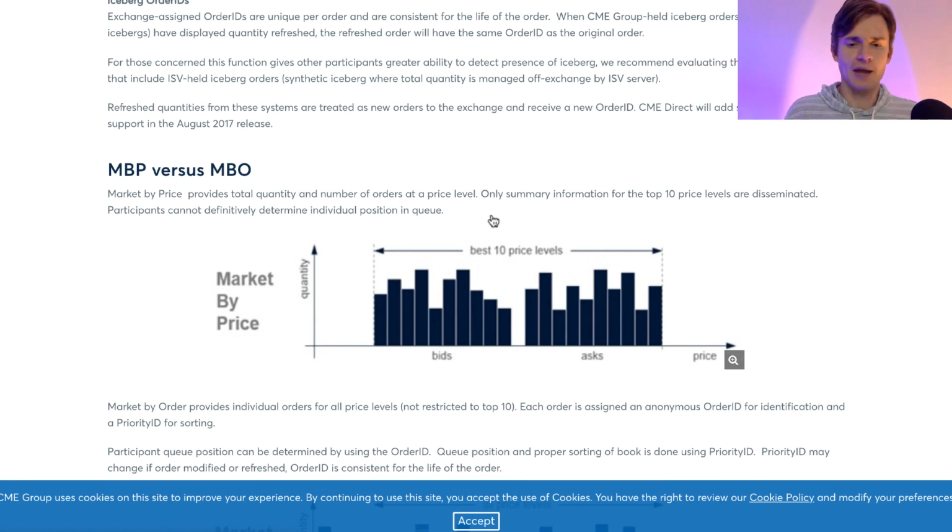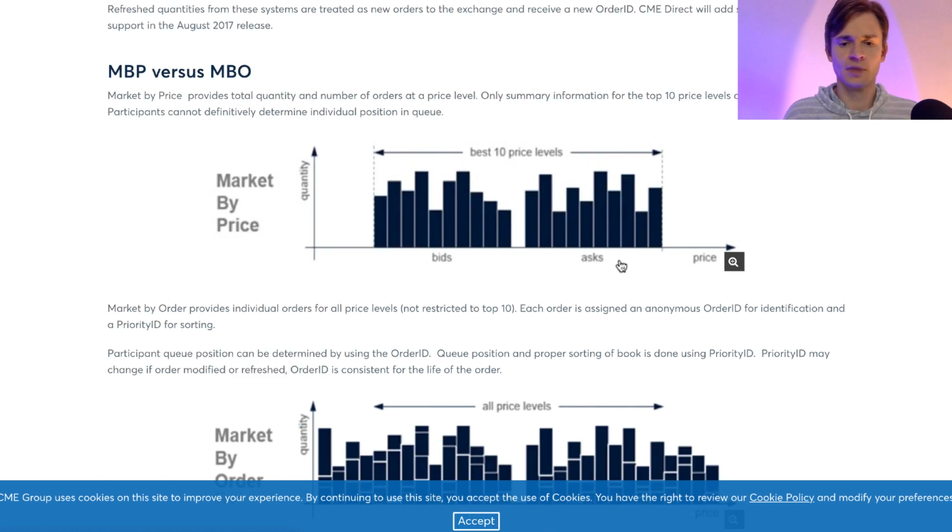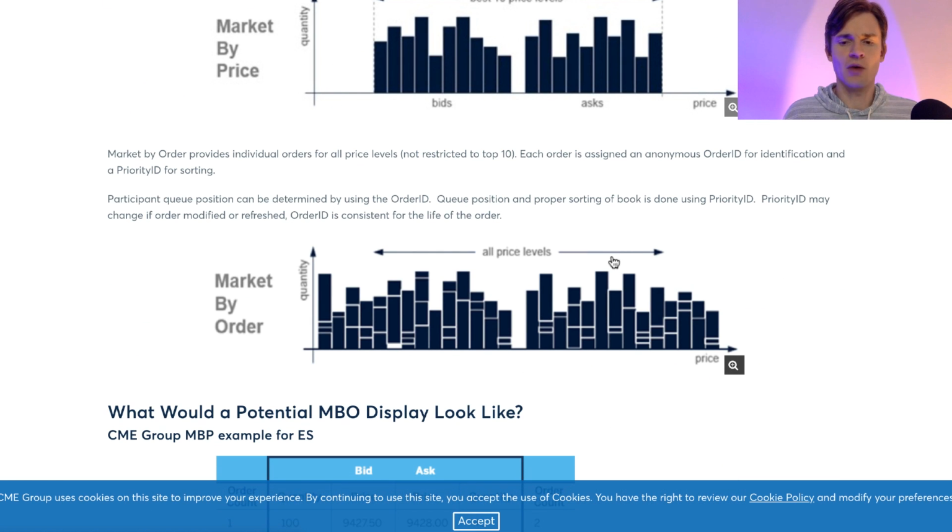This is the old market by price model. This is 10 levels of price, and you see the standard orders sitting there in the book. These are the things that everybody can see, limit orders resting in the book. Now, if you come down here to market by order, you can see that it gives you a much bigger depth, and then it's giving you these little details in here like your queue position.